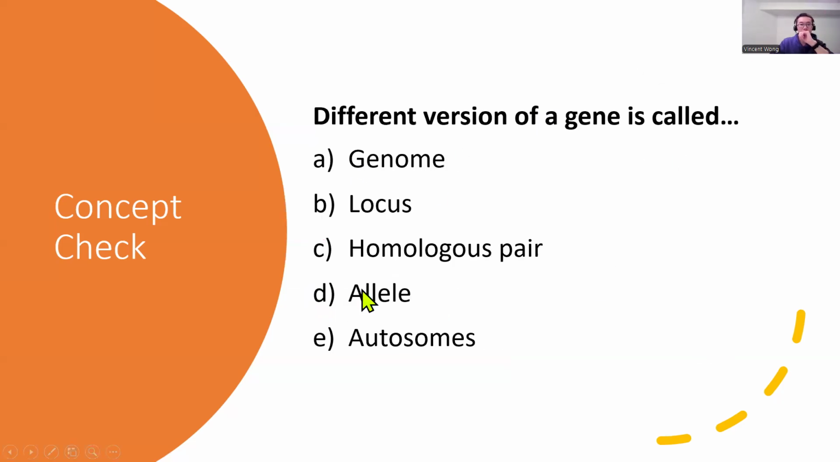Different version of a gene is called an allele. We know that already. So I'm just going to skip through that one.